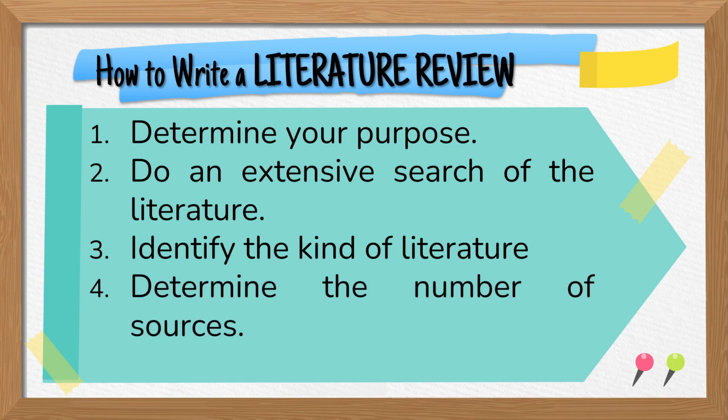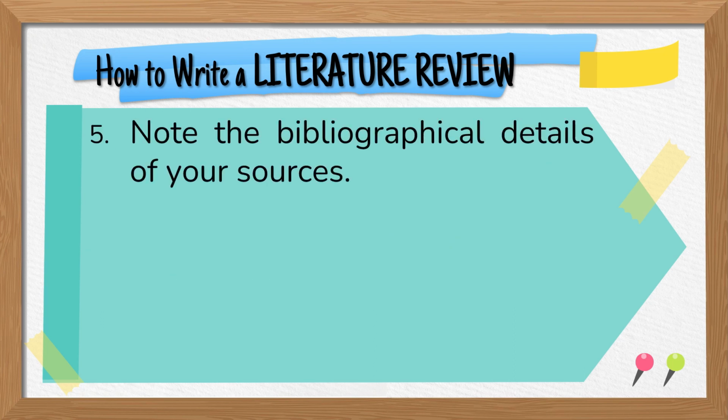Next, determine the number of sources. So how many sources are you going to use? The number of sources that you will be required to review will depend on what the literature review is for and how advanced you are in your studies. It could be from 5 sources at very first year undergraduate level to more than 50 for a thesis. Next, note the bibliographical details of your sources. Keep a note of the publication title, date, authors' names, page numbers, and publishers. These details will save you time later.